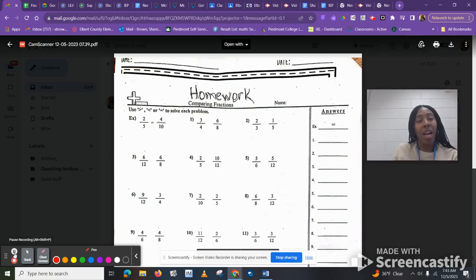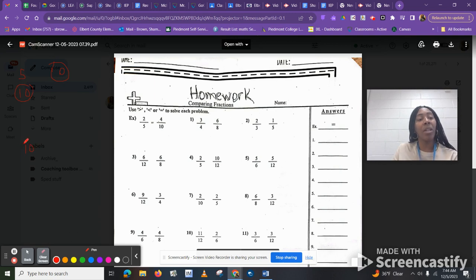If I didn't know that 10 was it, I could write my multiples for 5 and 10. If I go down, my next multiple for 5 is 10. Once you find something in common on both sides, then you know that's going to be your LCD. So I see 10 here and I see 10 here, so I know 10 would be my LCD, or my least common multiple, which is going to be my LCD.